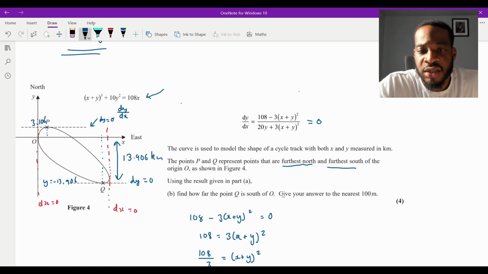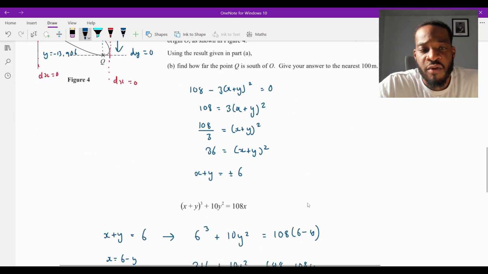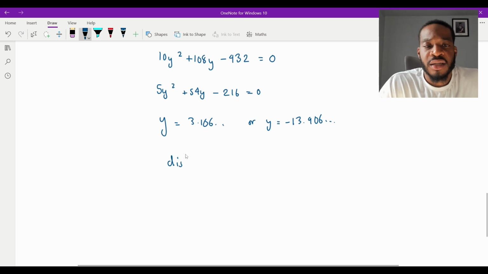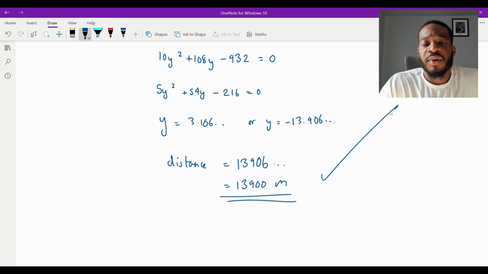Now the question asks us to give your answer correct to the nearest 100 meters. So obviously let's put this in meters. I'm just going to write distance. Distance is going to be, if I times that by 1,000, 13,906, blah, blah, blah. To the nearest 100 is going to be 13,900 meters. And that is going to be your answer.